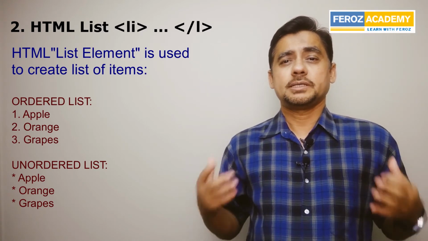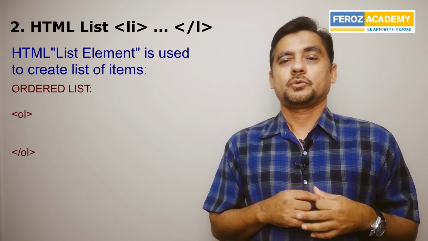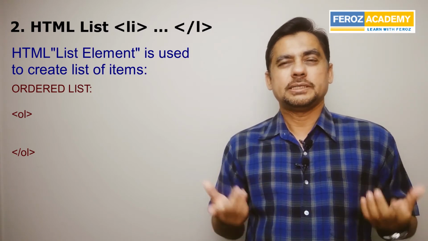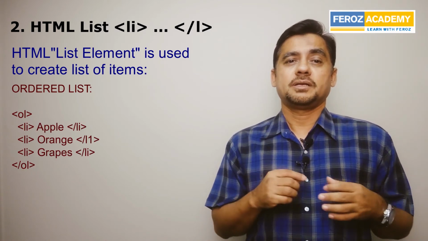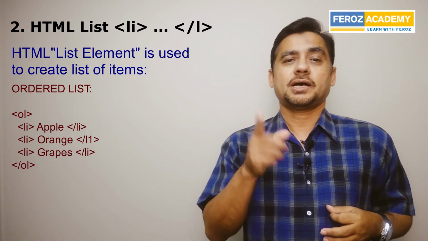To create an ordered list, you will start with the ordered list or OL container tag, which indicates that the list is going to be an ordered list. Next, within the ordered list container element, you will use a list item container element to represent each item in the list.